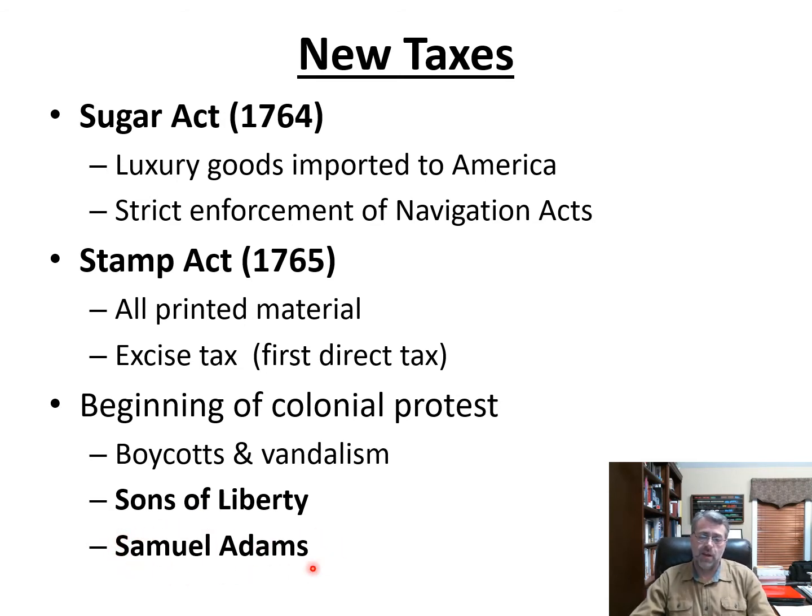Samuel Adams is a brewer in Boston, and he's a business owner. Of course, he's going to be affected by this Stamp Act and the Sugar Act. He's frustrated by the English taxes. It's kind of cutting into his business, but he knows that simply boycotting British goods is not going to be very effective. So he forms a group called the Sons of Liberty.